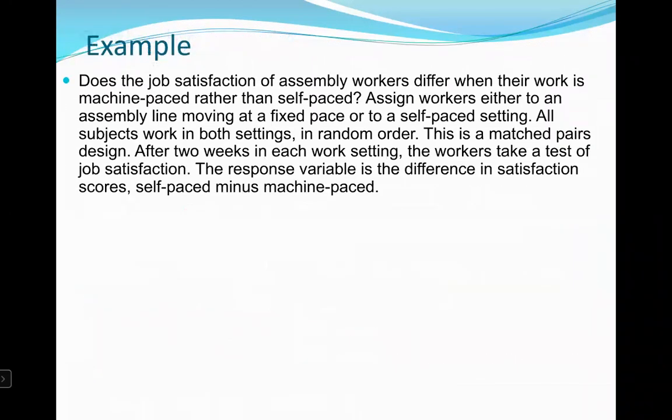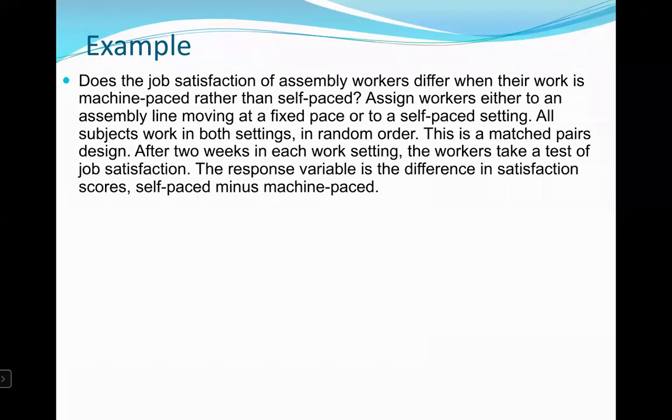Example: does the job satisfaction of assembly workers differ when their work is machine-paced rather than self-paced? Assign workers either to an assembly line moving at a fast pace or to a self-paced setting. All subjects work in both settings in random order.